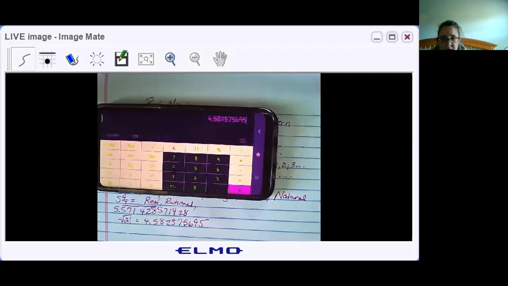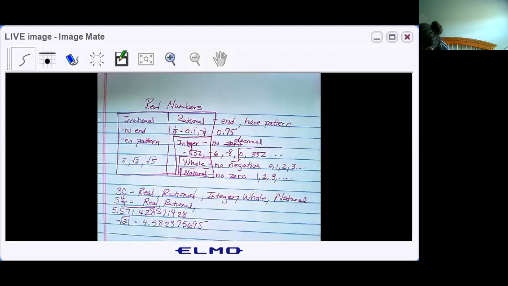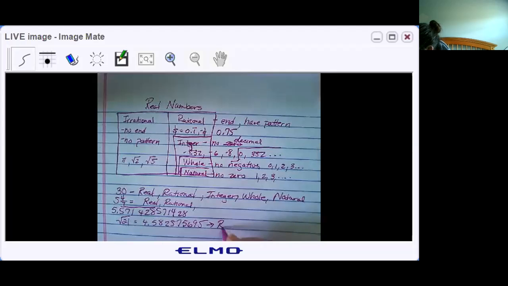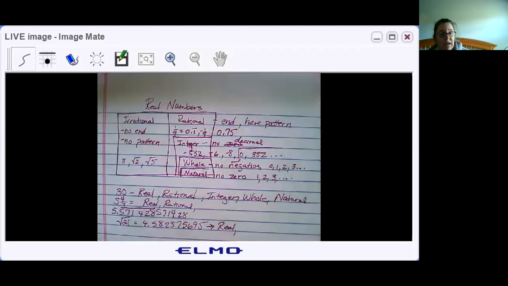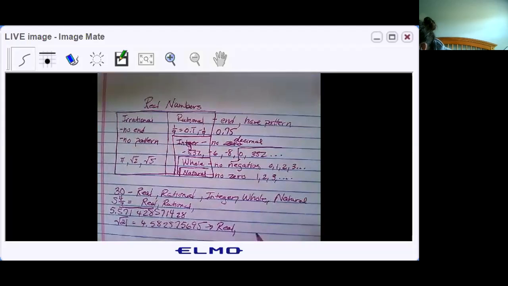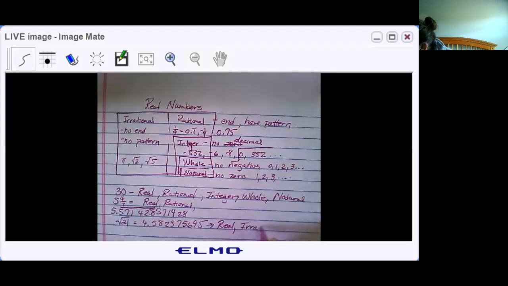My calculator does what it calls truncation. It says I have a display space that will let me show so many numbers. So when I get to that last position, I'm going to round and just put up an estimate of what it should be. So this one is, again, a real number, but because it doesn't have a pattern and it doesn't have an end, it is irrational. Okay.